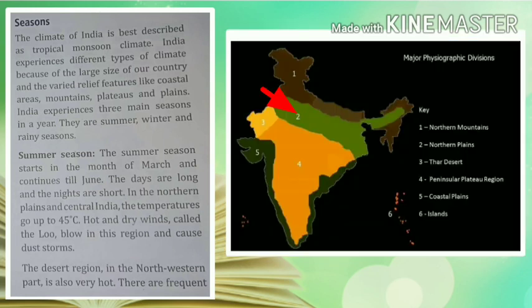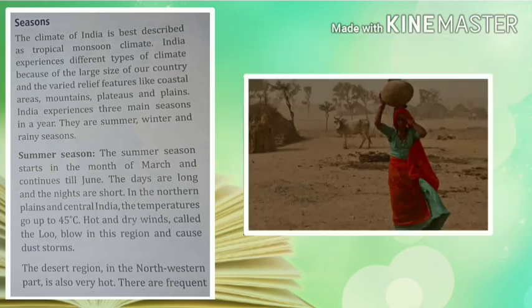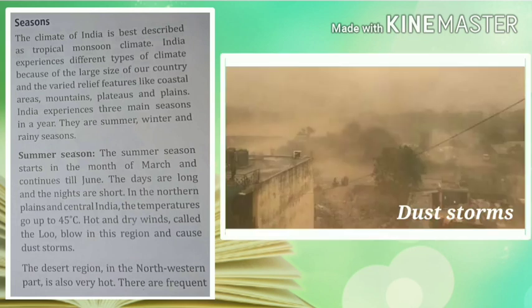In the northern plains and the central India, the temperatures go up to 45 degrees Celsius. Hot and dry winds called the Lu blow in this region and cause dust storms. So what do you mean by dust storm? A dust storm is a strong wind which carries clouds of fine dust, soil and sand over a large area.